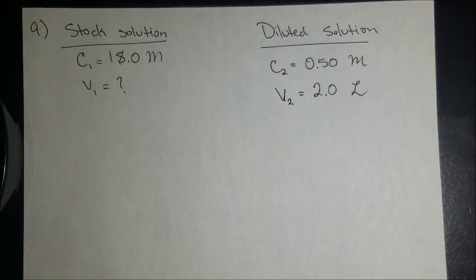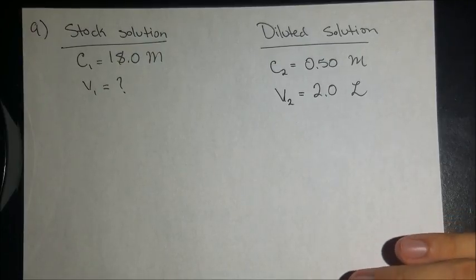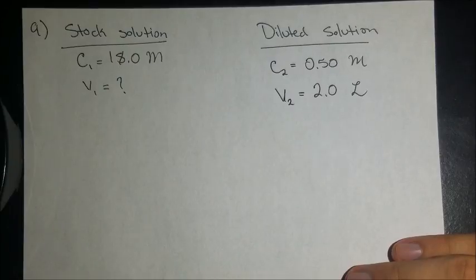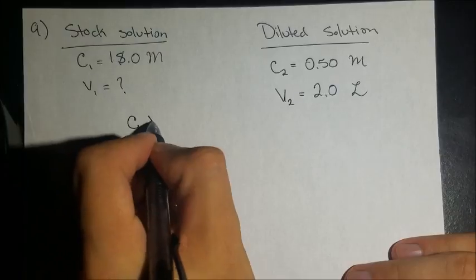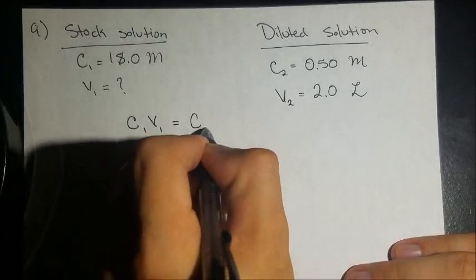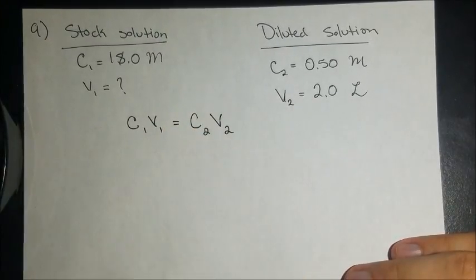Number 9 gives us a stock solution of 18 molar nitric acid, and it asks us to determine how many milliliters of this solution we are going to need in order to prepare 2 liters of 0.5 molar nitric acid. So basically we're doing a dilution here. And anytime you're doing a dilution type problem, you're going to use this equation here: C1V1 equals C2V2.